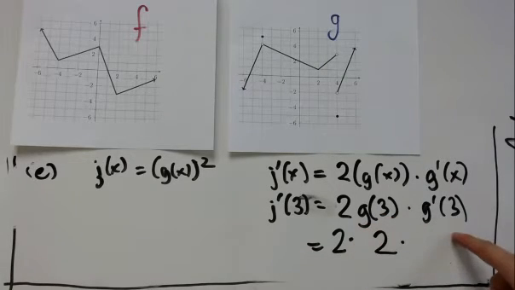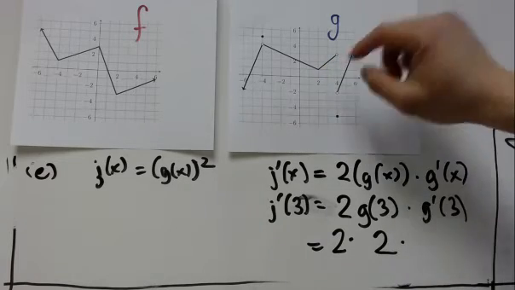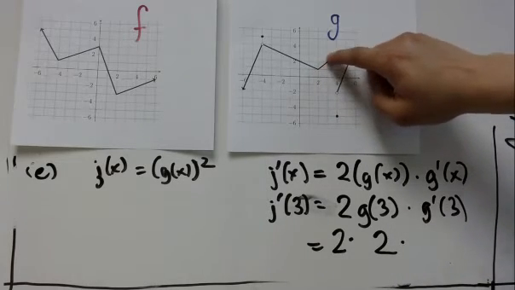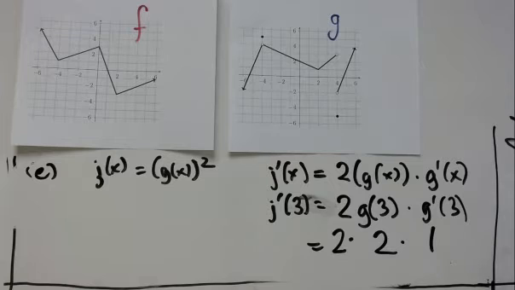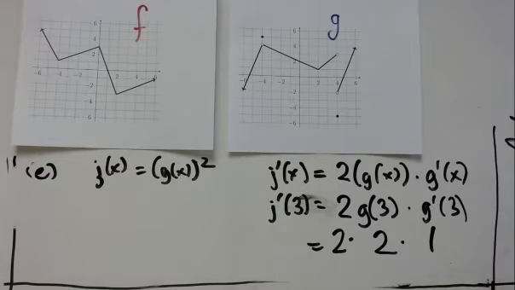And then g prime of 3, so we go here and look at the slope, which appears to be 1. The tilt of that is like 1 up, 1 over, 1 up, 1 over, or you could say the slope is 2 over 2, okay? So final answer there is 4. Part F.